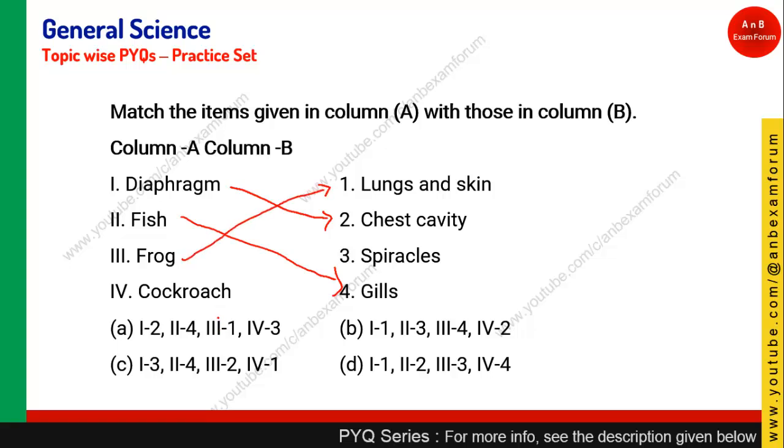And the last one is the cockroach. As you know, it has a tracheal system and spiracles are the endpoints. So 4 is matching. So 1 becomes 2 and 2 becomes 4. 1 becomes 2, 2 becomes 4. So option A is the right answer.